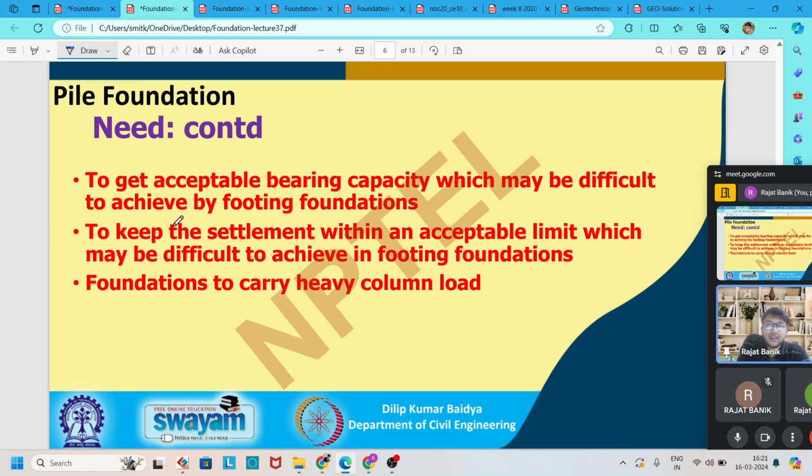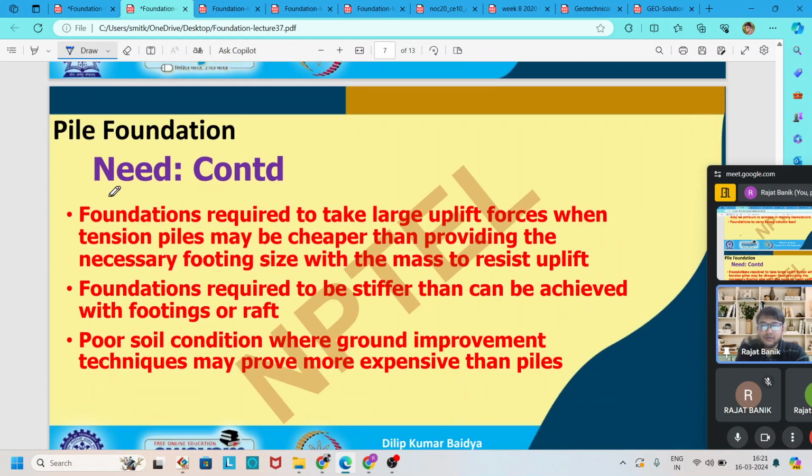Then again, to get an acceptable bearing capacity, which may be difficult to achieve with a footing foundation, we use pile foundation. Also, to keep the settlement within an acceptable limit, which may be difficult to achieve in footing foundation, and for foundations to carry heavy column loads. There may be more conditions also: foundations required to take large uplift force, where tension piles may be cheaper than providing the necessary footing size with the mass to resist uplift.